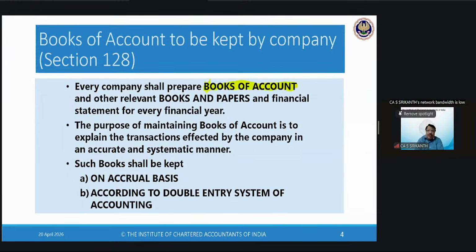For example, today most companies do not have books of account. Sir, your ledger is a report. Your journal is a report. In fact, today there is no need for a journal.